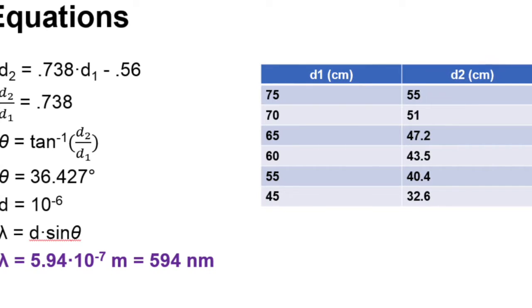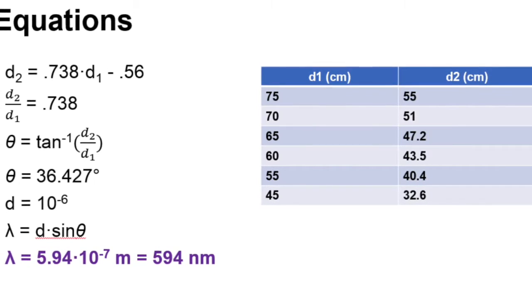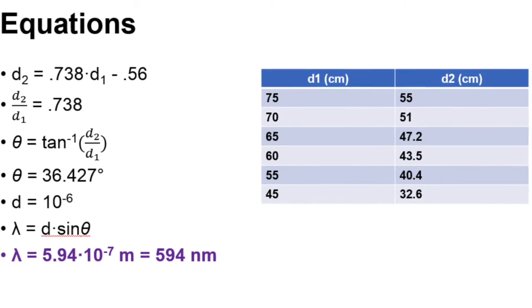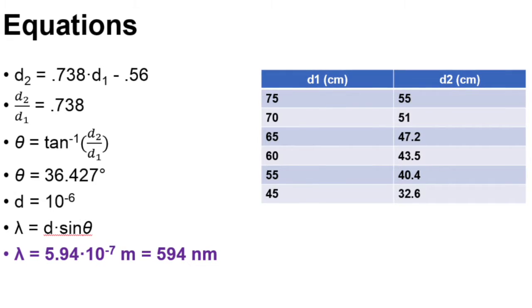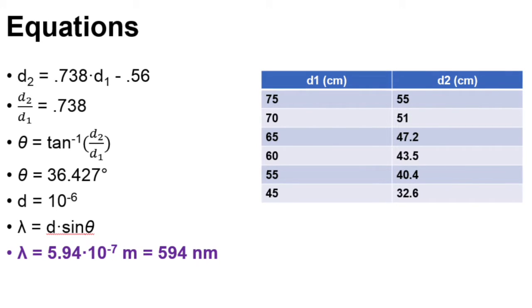After performing several trials in which you alter the distance between the laser and whiteboard or other flat surface, graph the collected data to find the value of D2 over D1, which would be the slope of the line, and then take the tangent inverse of this value to find the angle.